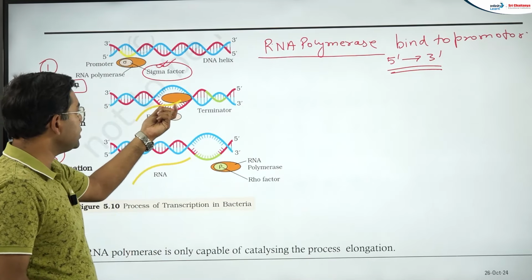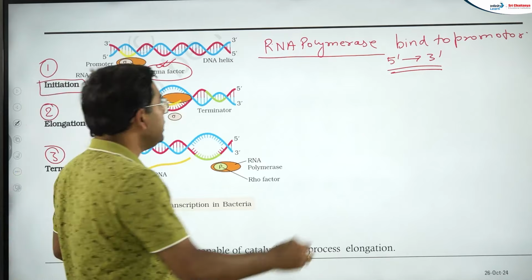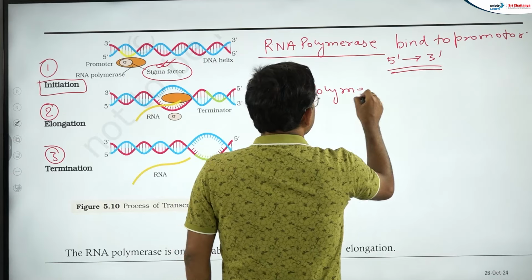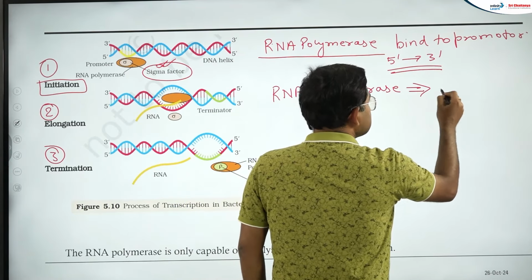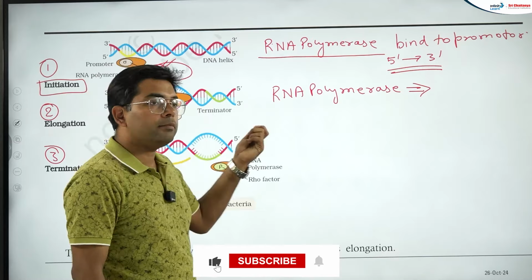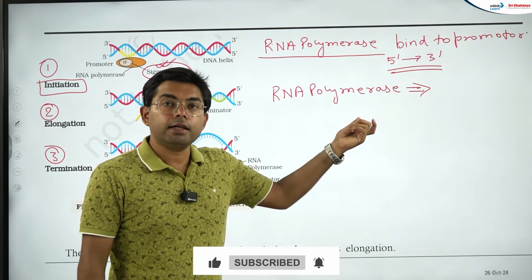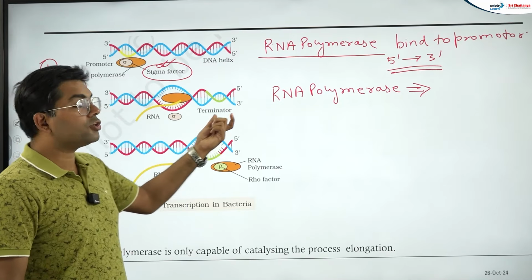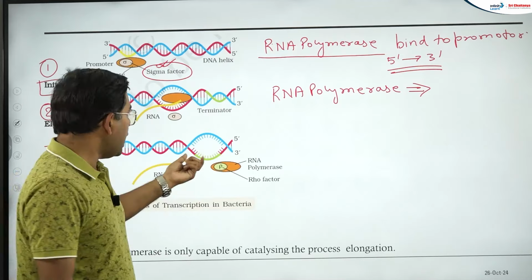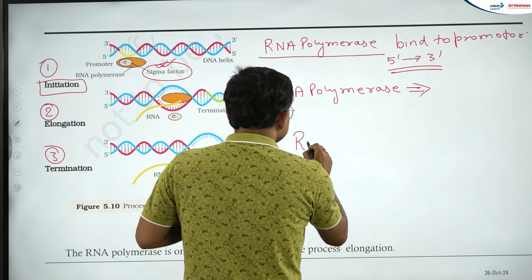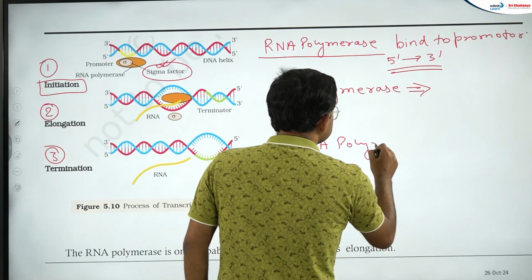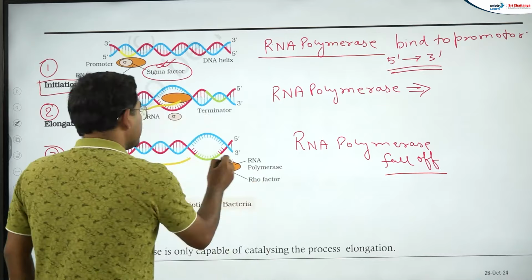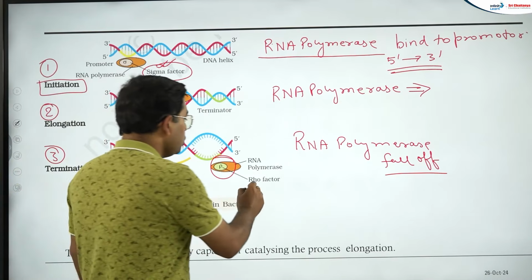So here this RNA segment is being created, and in elongation the RNA polymerase will keep on moving and synthesizing the RNA in the 5' to 3' direction until it reaches the terminator. As soon as the RNA polymerase reaches the terminator, the RNA polymerase will fall off. And why does the RNA polymerase fall off? Because of the presence of another factor called rho factor.